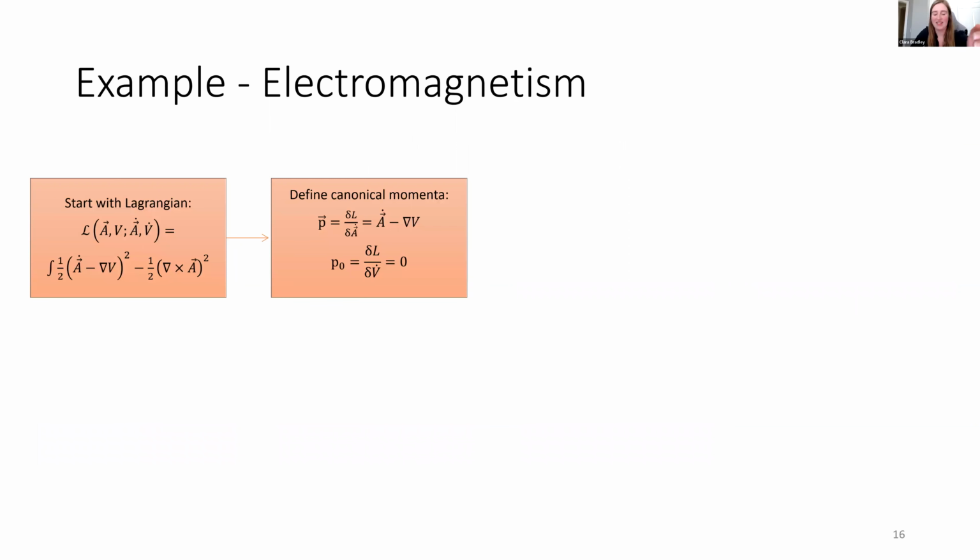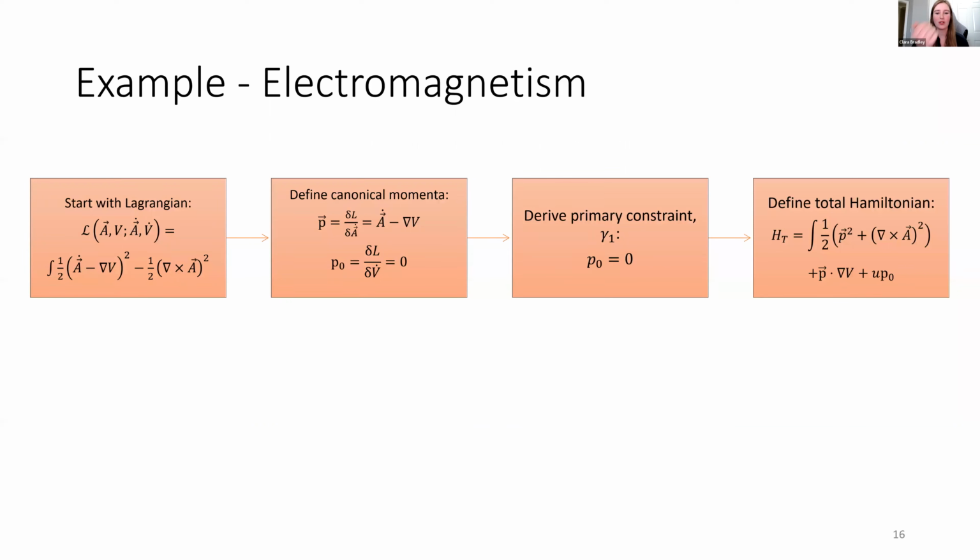Okay, so just as Enrique pointed out, really we should think of this primary constraint as being a weak equality here. Okay, so we have this one primary constraint, and then we can define the total Hamiltonian, where the important thing here is that the last term in this expression is the primary constraint with an arbitrary function multiplying it here given by u.